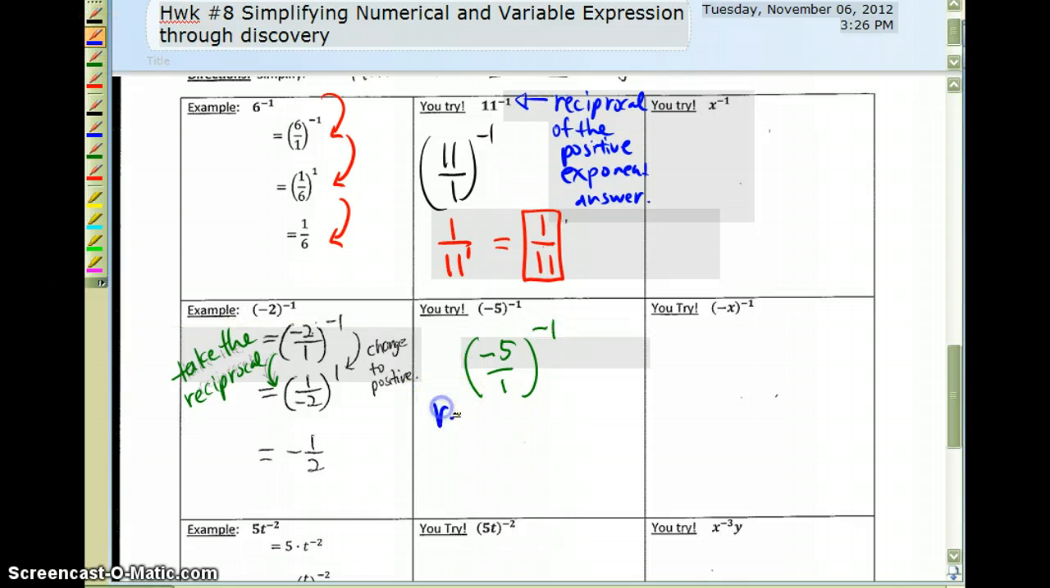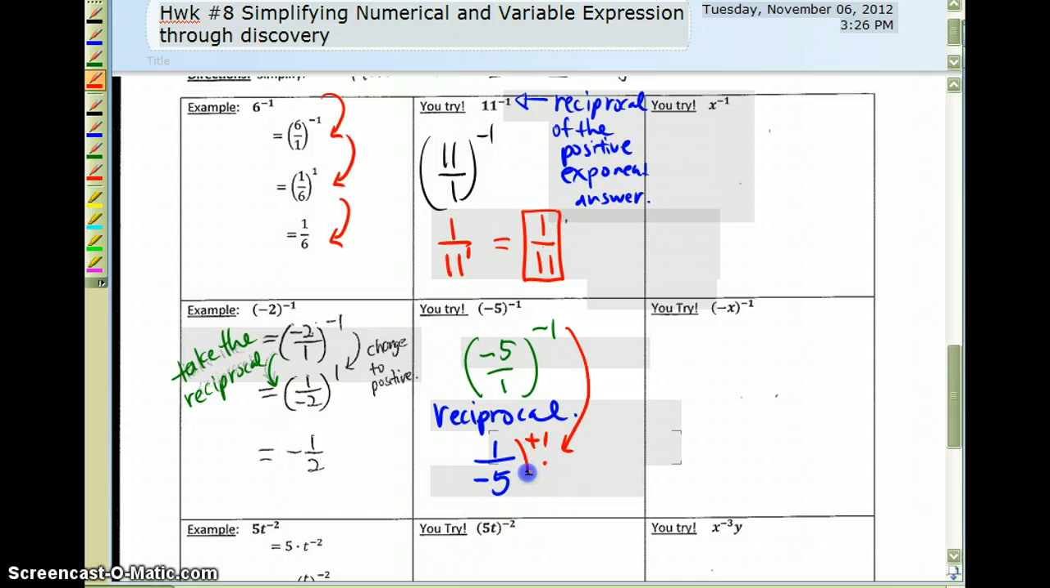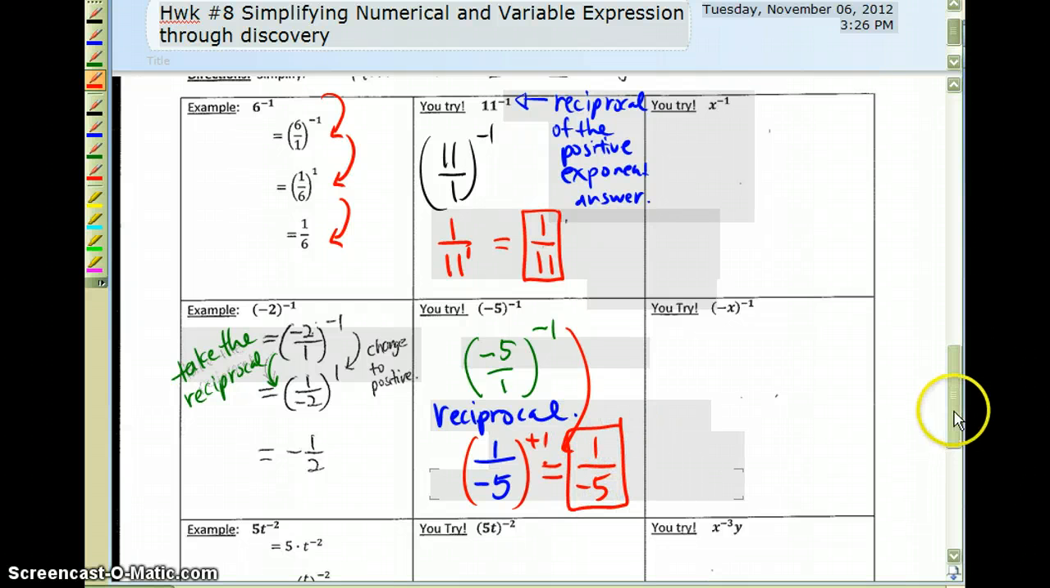I will take the reciprocal. So the reciprocal would be 1 over -5. And the exponent now is, rather than -1, it's going to be a +1 exponent. So the +1 doesn't change my answer very much. It's just going to be 1 over -5 is my final answer.